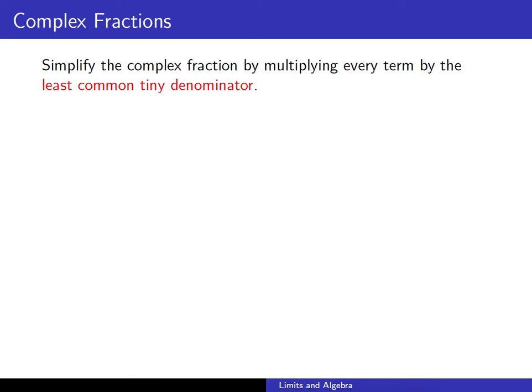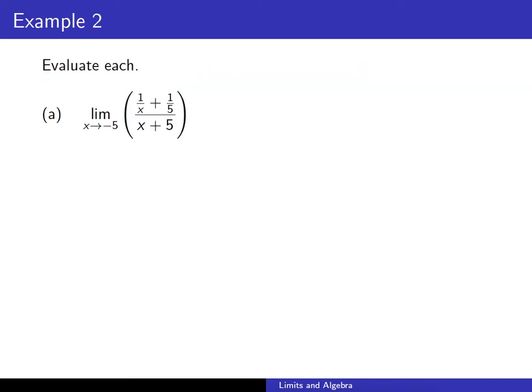all those tiny fractions. So, example 2, we're going to start with the limit as x approaches -5 of 1 over x plus 1/5 all over x plus 5. Now, if we substitute or evaluate this limit at x equals -5, we're going to get 0 in the numerator and 0 in the denominator, and we don't want that. So let's clear out these tiny fractions by finding the least common tiny denominator.